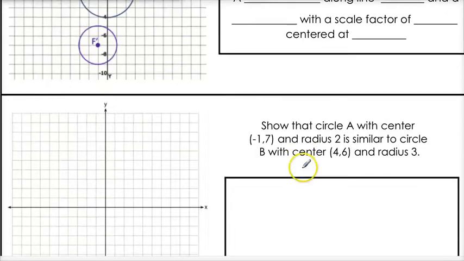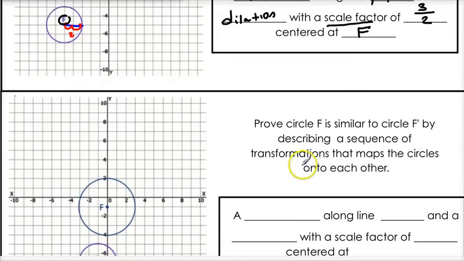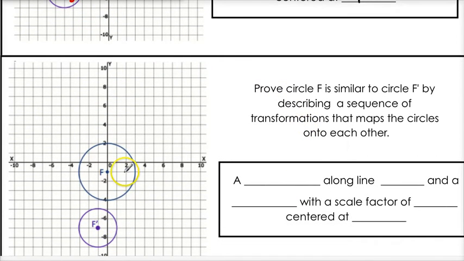All right, we're killing it right now. Let's try this again, okay? We're going to prove circle F is similar to circle F prime by describing a sequence of transformations that maps the circles onto each other. All right, well, first let's draw our radiuses. In this case, once again, this is 1, 2, 3. And in this case, we draw it, and that is 2. And the radius is just the center to the circumference.